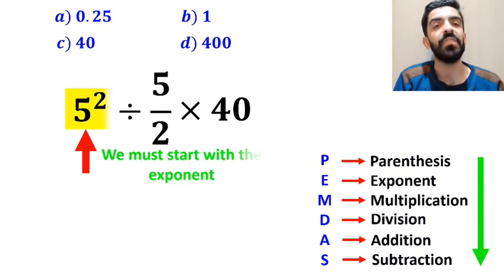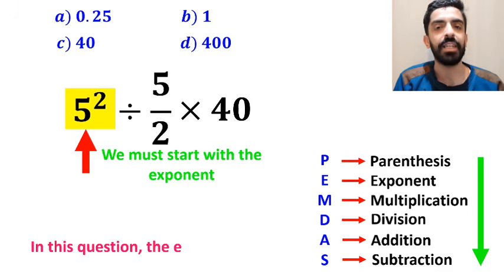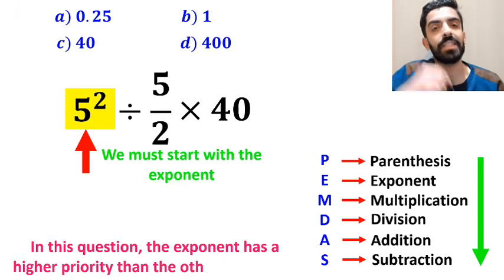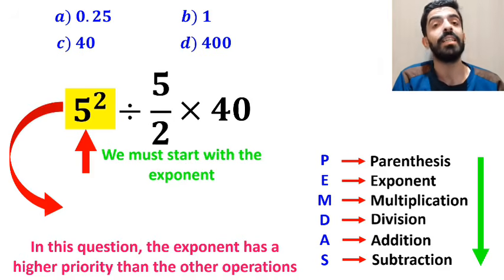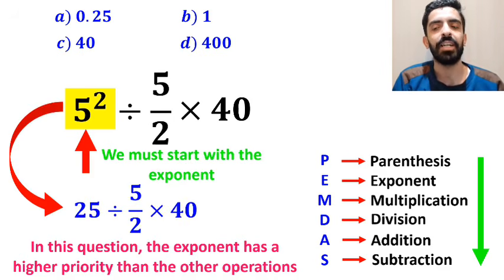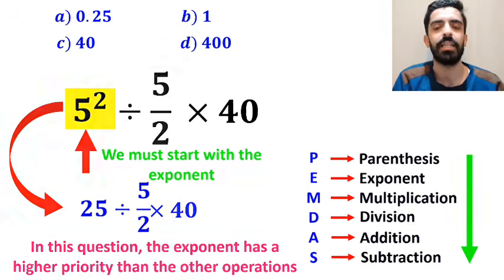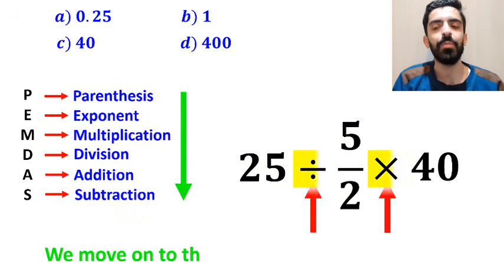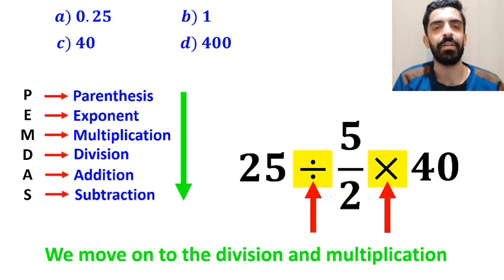Okay, first we must start with the exponent, because in this expression, exponent has a higher priority than the other operations. So, instead of this expression, we can write 25 divided by 5 over 2 multiplied by 40. And the next step, we need to move on to the division and multiplication.